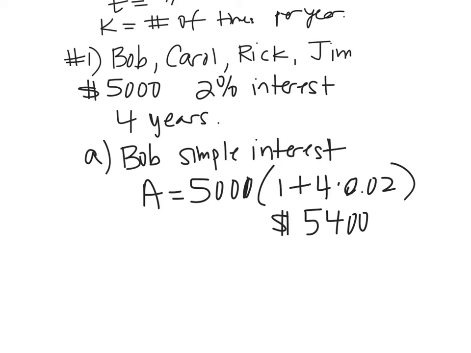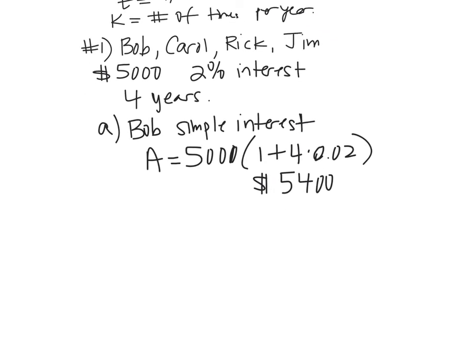Yeah, because what's happened here is he's making 2% on 5,000. So each year he makes $100. So at the end he makes $5,400.